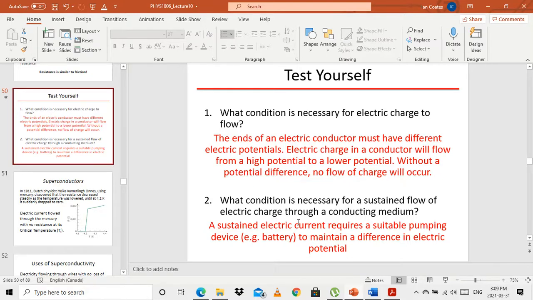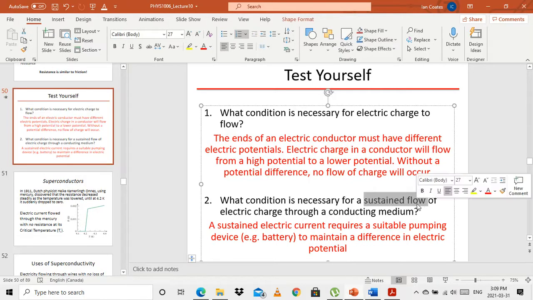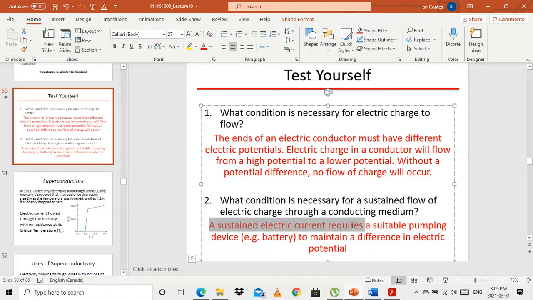Number 2, what condition is necessary for a sustained flow of electric charge through a conducting medium? So we want a sustained flow of electric charge. A sustained electric current requires a suitable pumping device. I'm going to say that again: a pumping device, which we will call a battery, to maintain a difference in the electric potential.